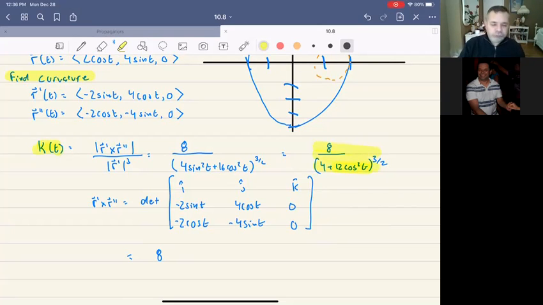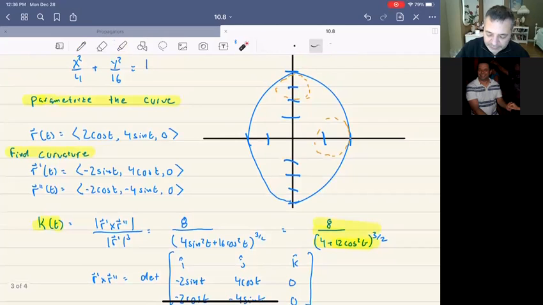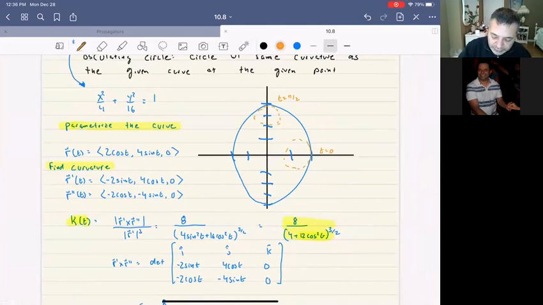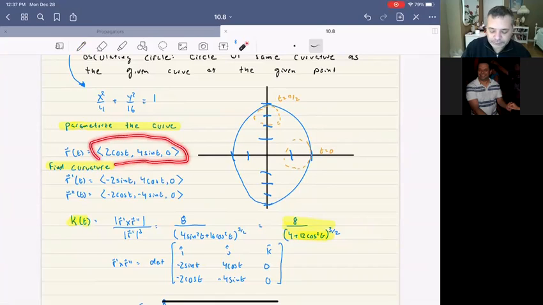Okay, so we need to find the value of this curvature at this point and at this point. This point here is t equals 0, and this is t equals pi over 2, according to my parameterization, right? So we're going to do this at t equals 0 and t equals pi over 2.